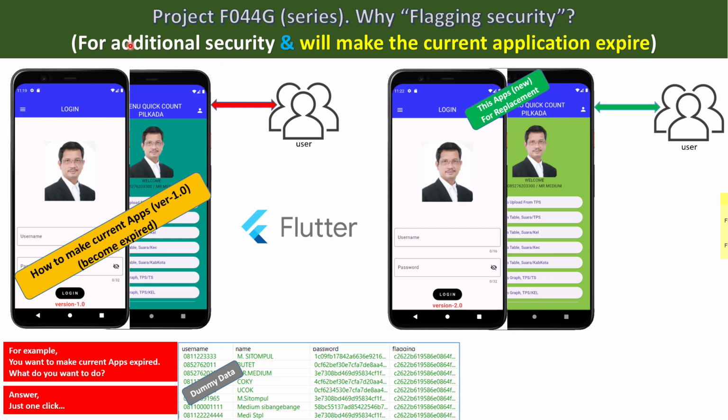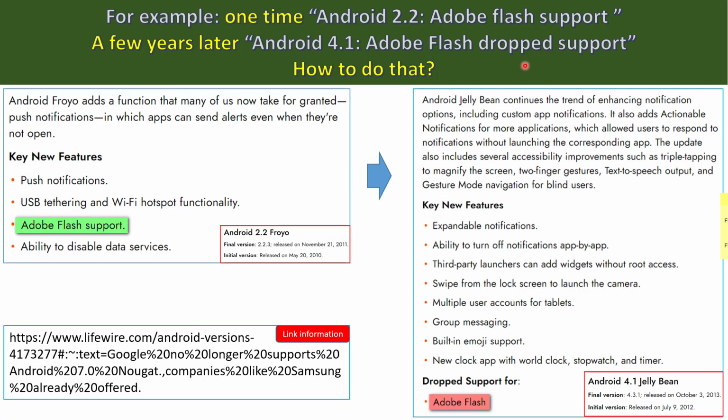Okay, before we talk more about this flagging security, I think it's better for me to show you one example. This is about Android versions. In 2010, Android 2.2 Froyo supported Adobe Flash.